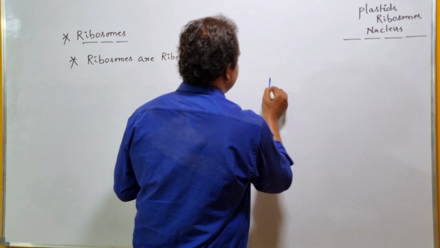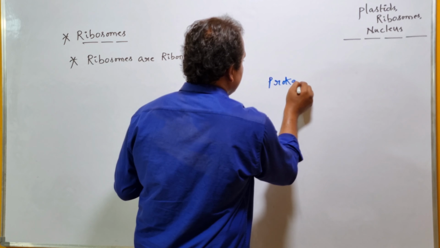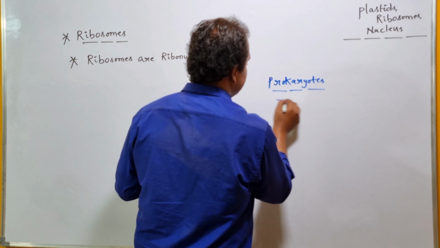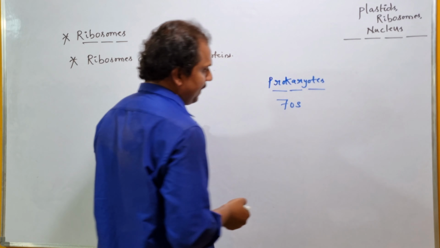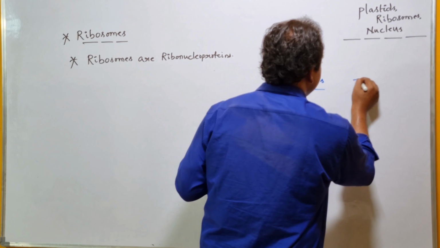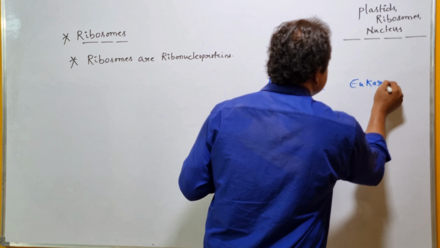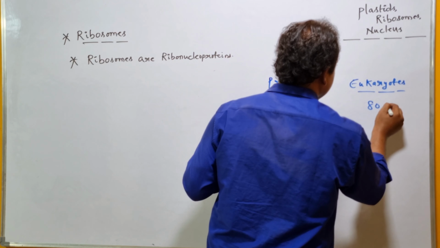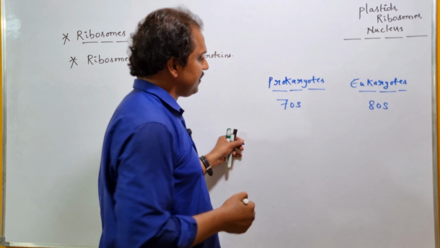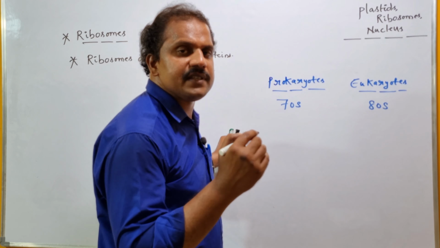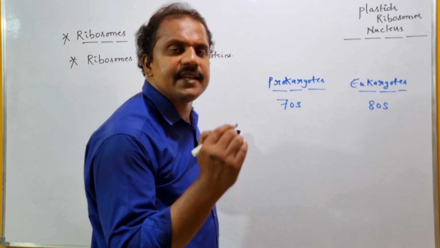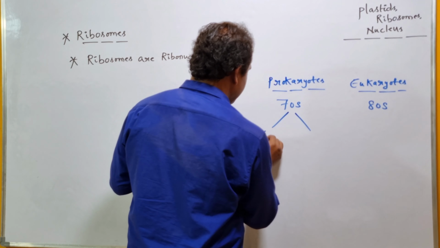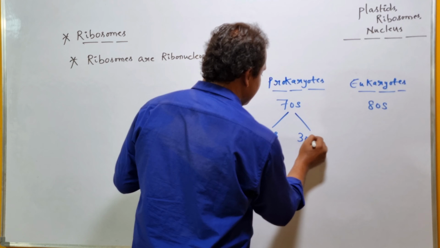In case of prokaryotes, the ribosomes which generally exist are termed as 70S. Whereas in case of eukaryotes, the ribosomes which generally exist are termed as what? 80S. And the 70S ribosomes are composed of two subunits, and these include 50S and the other one is 30S.